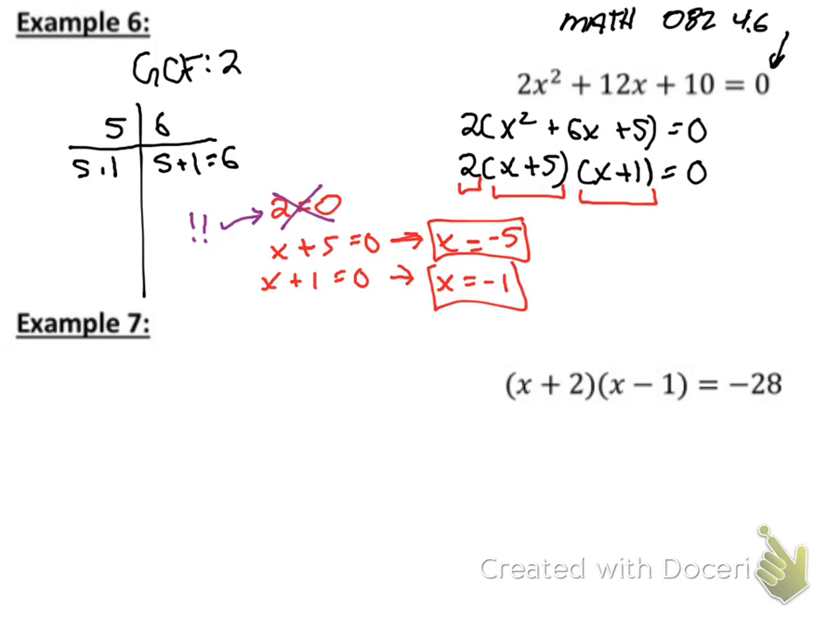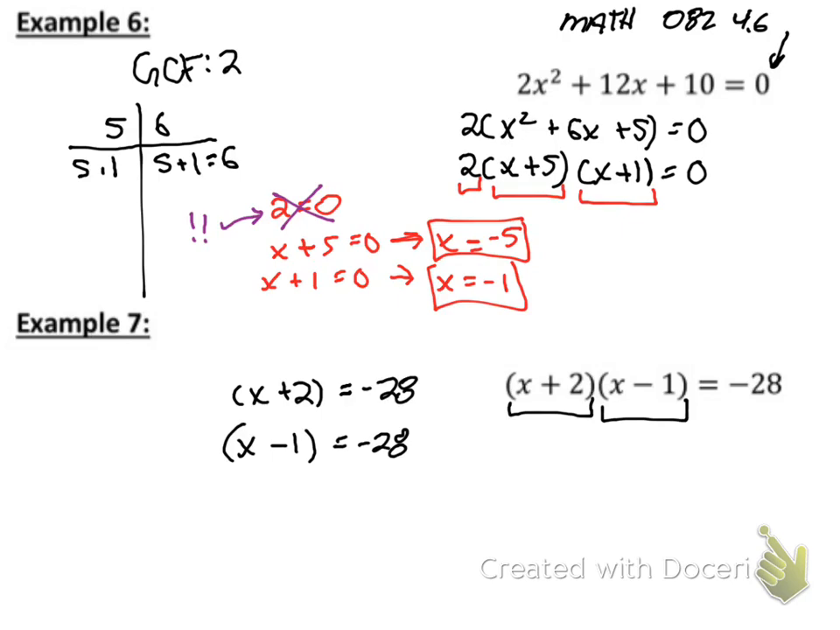All right, let's do one more problem. So let's look at example 7. When we first look at it, you might think, oh my gosh, this is so awesome. Somebody factored this for me, so I can just start going ahead and solving it. I can write x plus 2 equals negative 28. And then I can write x minus 1 equals negative 28.